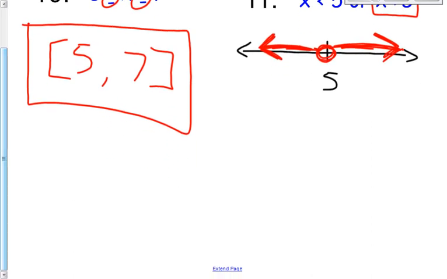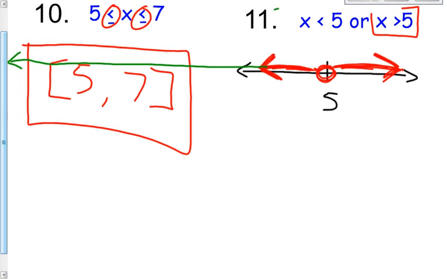And our left bound, how far does this arrow go? It goes forever, doesn't it? Isn't a negative 100,000 less than 5? Yes, a negative 100,000 would work in this case. How about a negative 100 million? Yes, that's also less than 5. How about a negative 100 billion? Yes, that also works in this case. So negative infinity is where you're going to start.